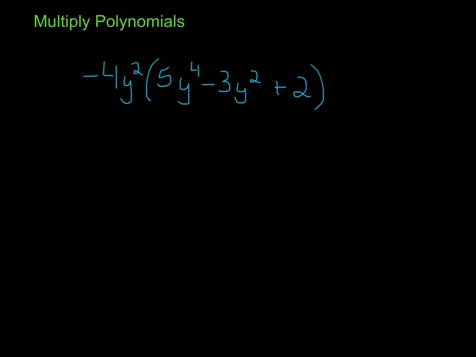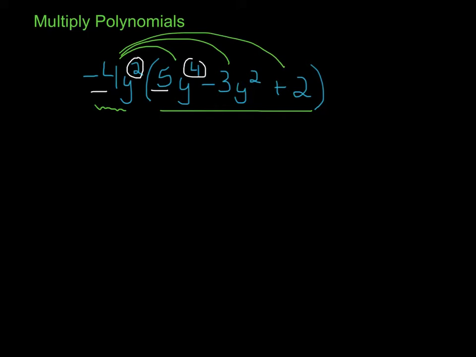Alright, so now, as you can see here, we have a polynomial. We have these three terms, and then we have this monomial out in front. We're going to distribute the monomial to the polynomial. So all we're going to do is multiply the monomial by each term. When you do this, you multiply the coefficients, so -4 times 5, and then when you're multiplying your powers, you add the exponents. So -4 times 5 is -20, and then this is y to the power of 6.